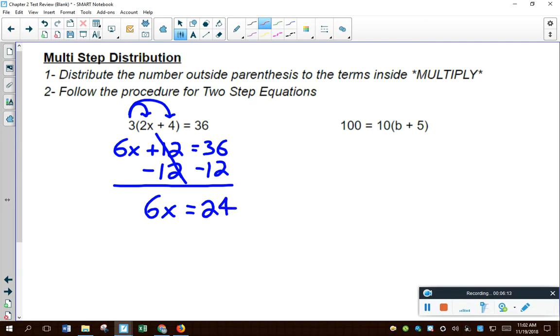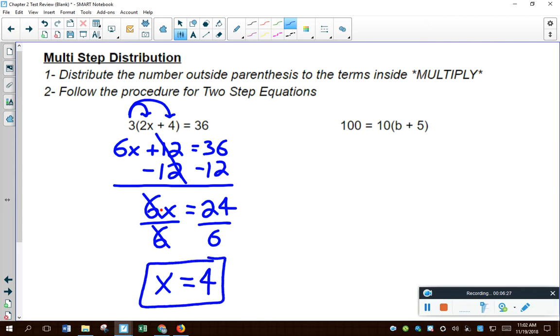Remember, 6x is 6 times x, so to undo that, we use the inverse of division. Our 6's will cancel, and we're left with x equals 24 divided by 6 is 4. Now, our next equation on the right says 100 is equal to 10 times the sum of b plus 5.